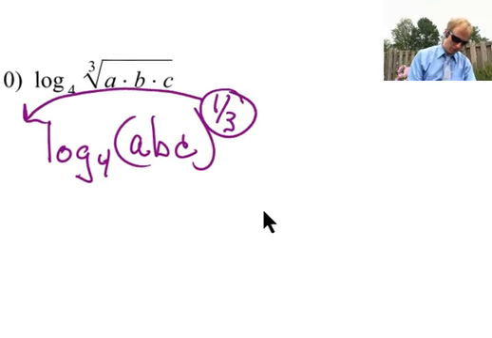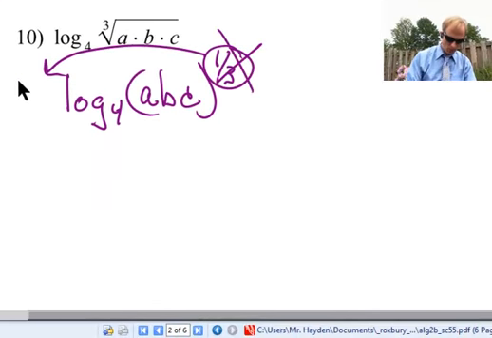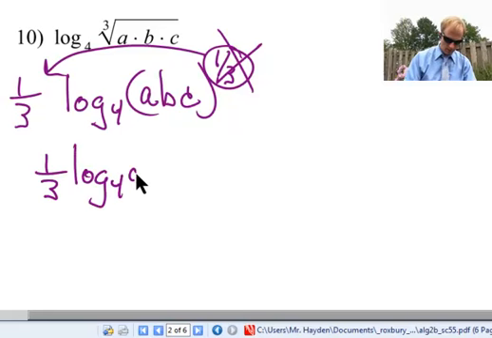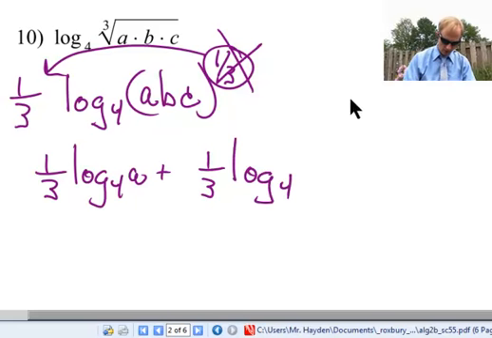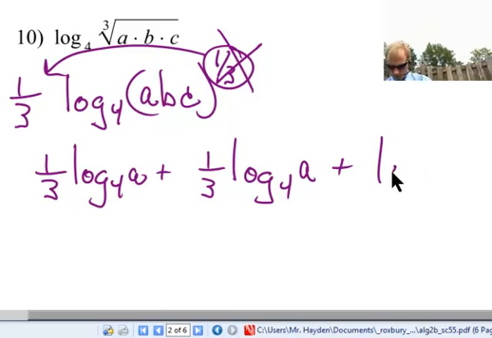So I'm going to take the exponent and write it out front, and then I have a product. So when I expand, I'm going to end up with a sum. And you want to make sure that the multiplier goes with each term in the sum. And that's my answer.